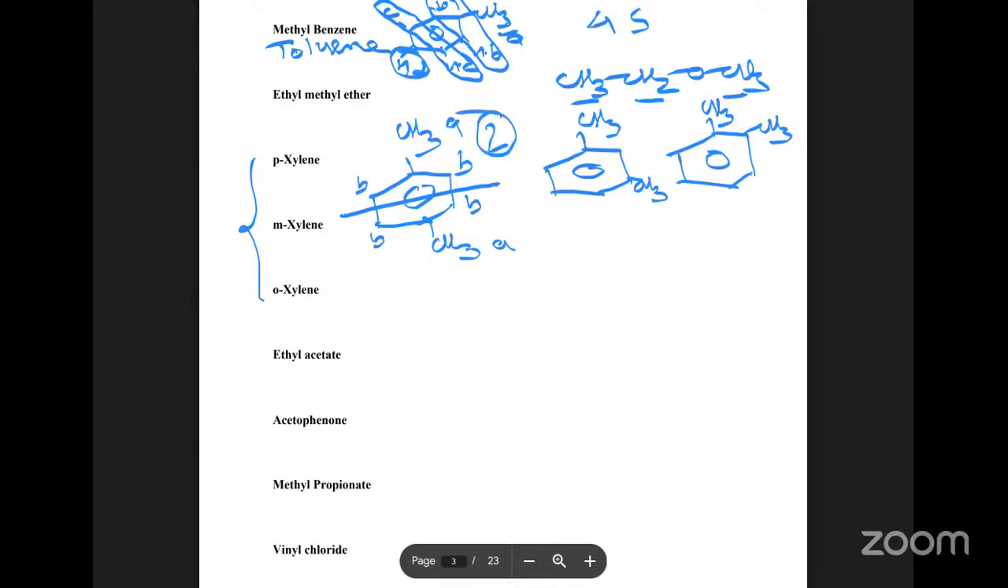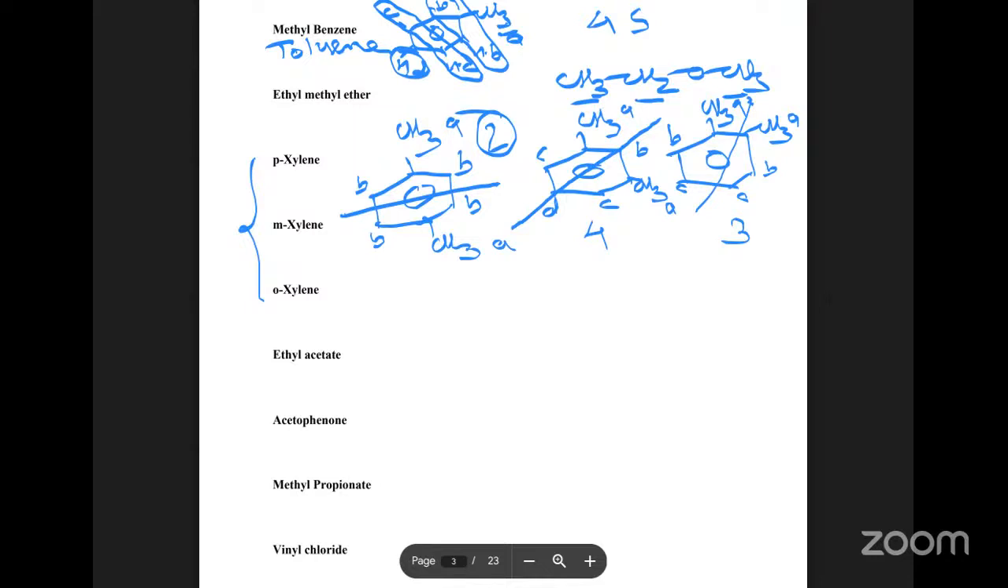Now, if you see here metaxylene, there is a symmetry, but of this type. So this A and this A, this will be B, this will be C, and this will be D. So total 1, 2, 3, 4. 4 signals will be possible. Now here there is this type of symmetry. So this will be A, B, B, C, C. So 1, 2, 3. 3 peaks are possible for orthoxylene. So for paraxylene there are only 2 peaks, for metaxylene there are 4 peaks, and for orthoxylene there are 3 peaks.